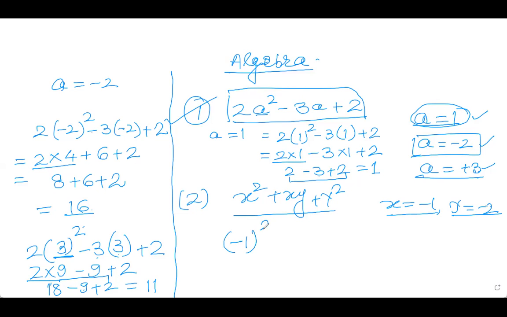Minus negative 1 square plus, put a bracket here, negative 1 times negative 2, plus negative 2 squared. And now you solve all the exponents. Negative 1 squared is positive 1. Negative 1, positive 1. Negative 2 squared is positive 4. And this, negative 1 into negative 2, plus 2.